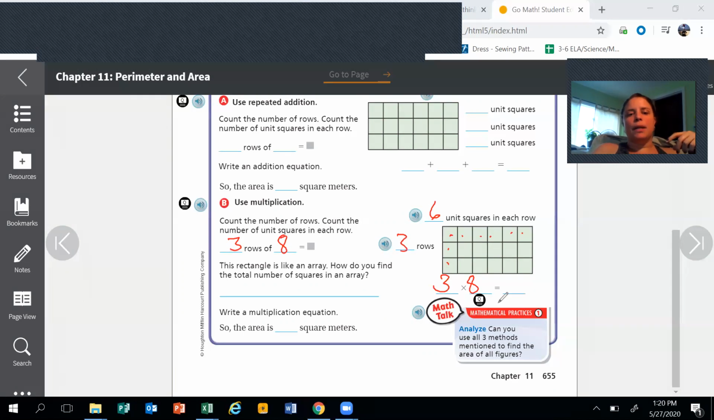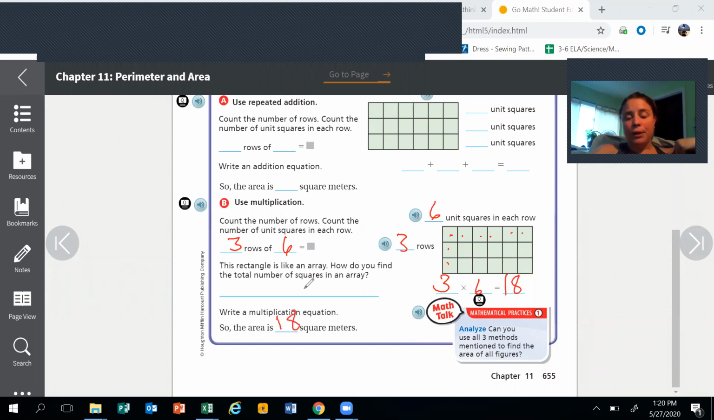Oh, sorry, not 3 times 8. Miss Lawrence making mistakes even on her digital stuff. It's okay though, we're all human, it happens. It's 3 times 6. I was just thinking 18. So 3 times 6 is 18. So the area is 18.